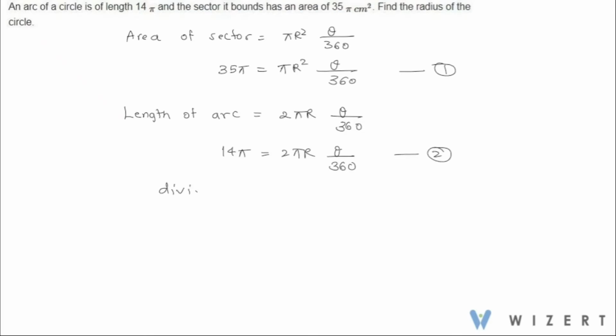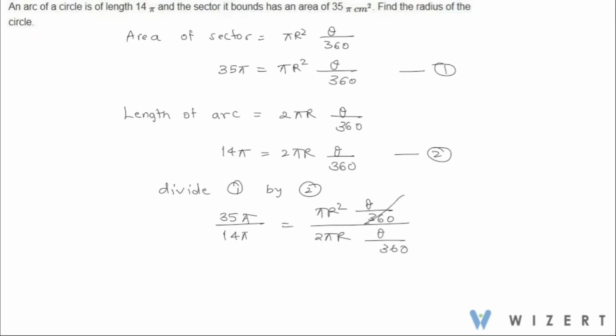When we divide 1 by 2, what we get is 35 pi divided by 14 pi equal to pi r square theta by 360 divided by 2 pi r theta by 360. So theta by 360 get cancelled out. Pi r and pi r get cancelled out.